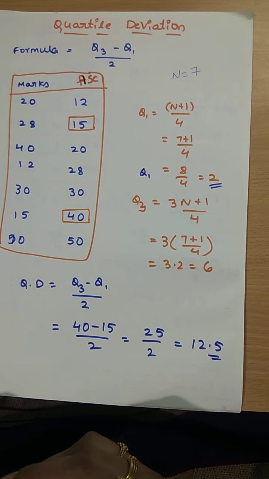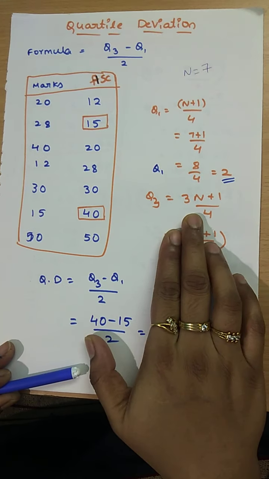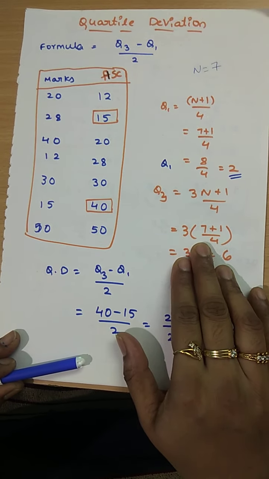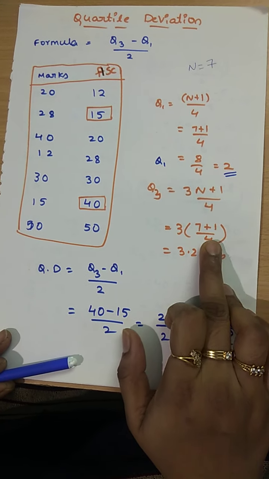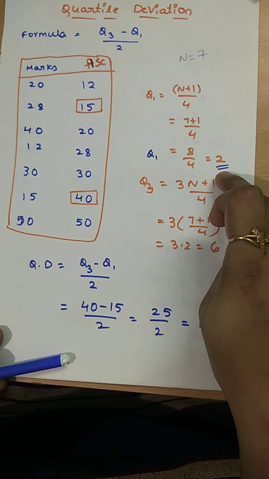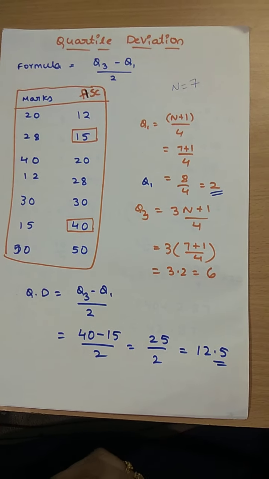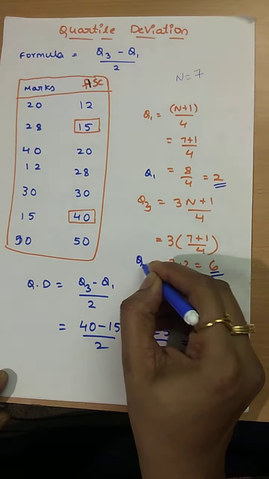The formula for Q3 is Q3 equal to 3 into (n plus 1) divided by 4. We know (7 plus 1) divided by 4 equals 2, so I have substituted the value here: 3 into 2, which is equal to 6. So we now know Q1 and Q3.